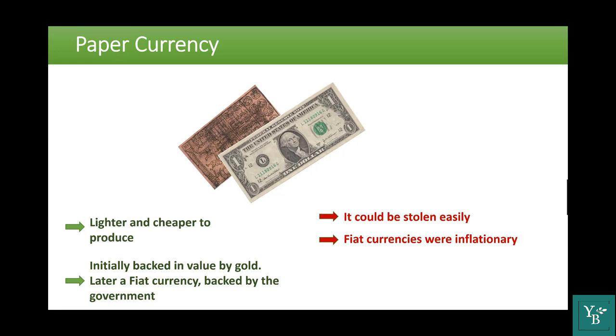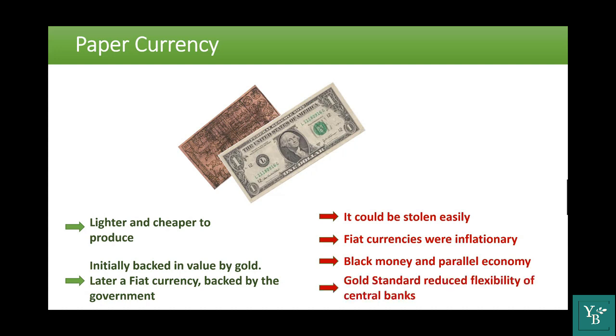Third, black money and parallel economy. There was no way of keeping track of the supply of this money, for what it is being used and who holds it. And that is why they were being used for purposes like creating black money and having a parallel economy. And finally, the gold system, which was done away with in 1970s, because it reduced the flexibility of the central bank to implement the key monetary and fiscal policies required to regulate the economy of the country.